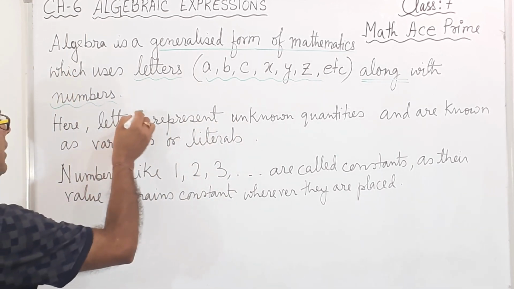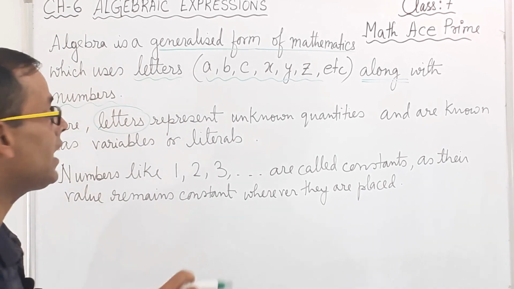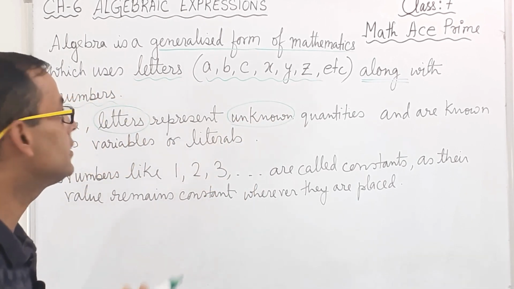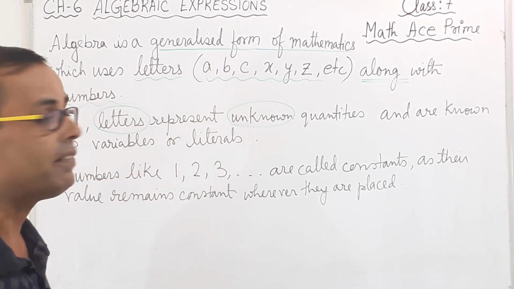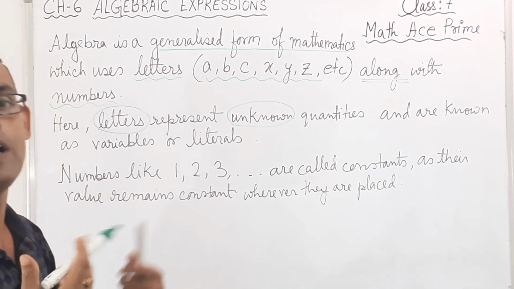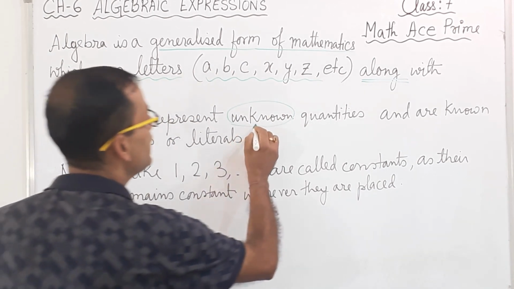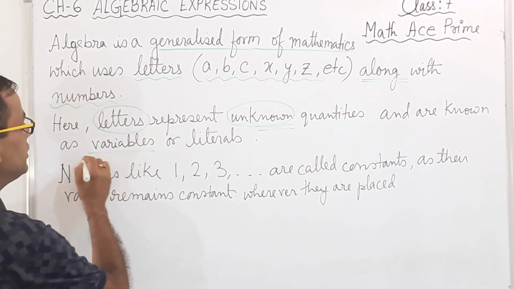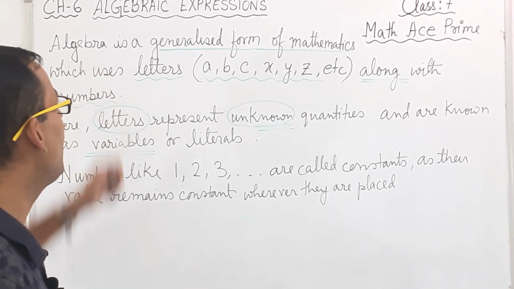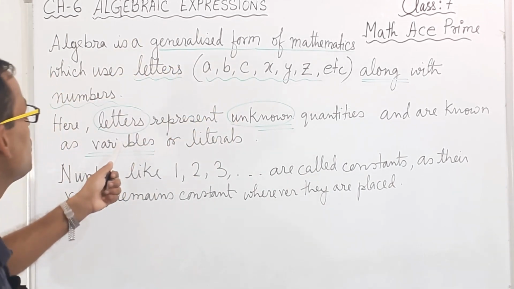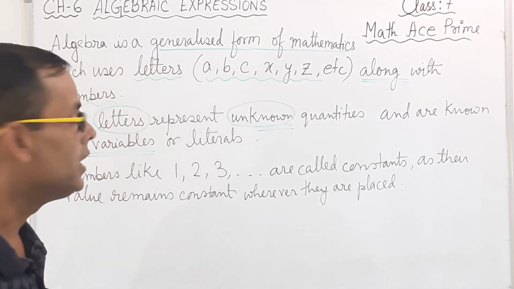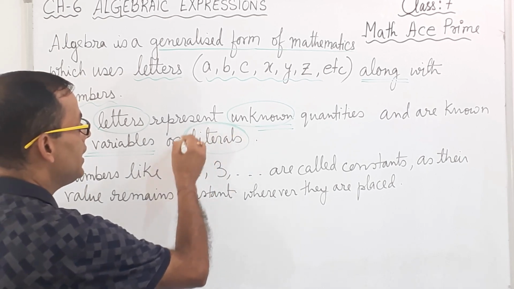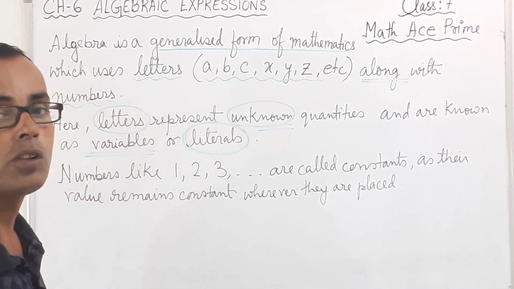Now here these letters are representing what? Unknown quantities. Suppose A, B, C, you don't know what is the value of A, what is the value of B, what is the value of Y. So it is representing an unknown quantity, and they are known as variables. Whenever we study algebraic expressions, this word variables will be coming, so don't get confused. And these variables are known as literals also, another word for variables.